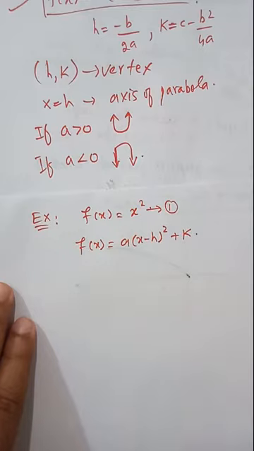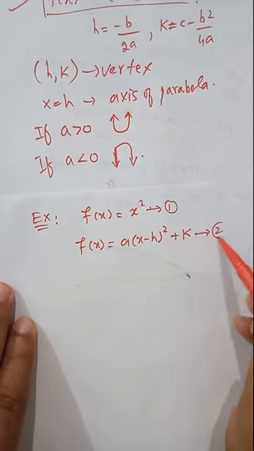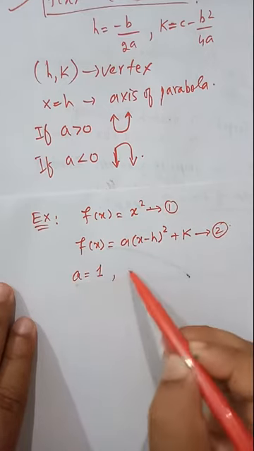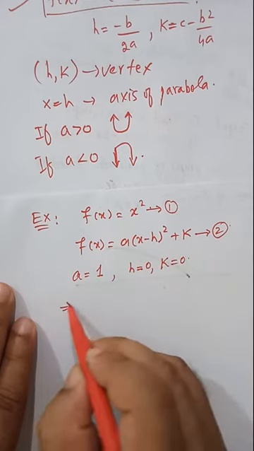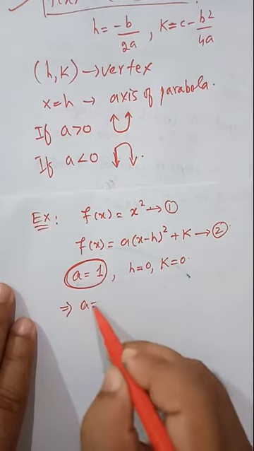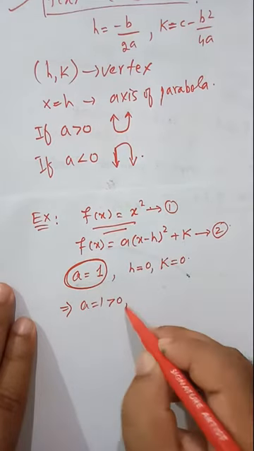Now that parabola may be in a U shape, that branches open upward or downward. What will be the vertex? What will be the symmetry? So for that we will compare this equation 1 with this standard form. Let's say this is equation 2. So here a is equal to 1, h is equal to 0, k is equal to 0. So this implies that a equal to 1, which is greater than 0.